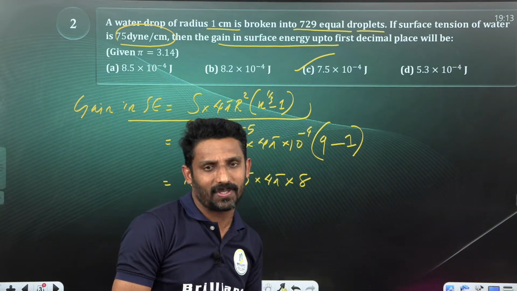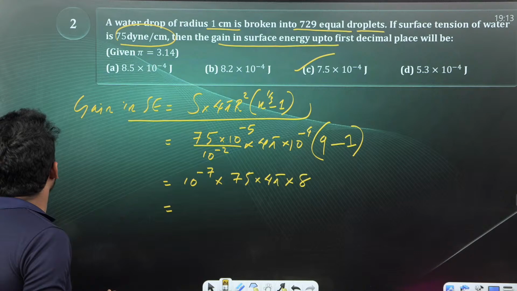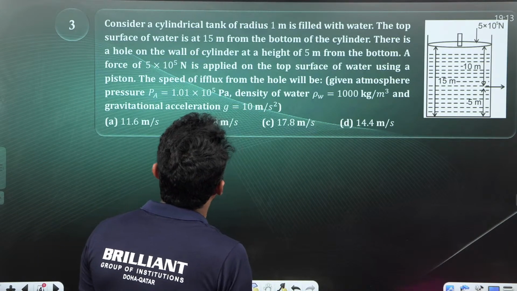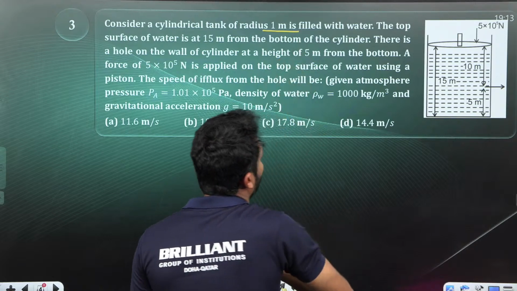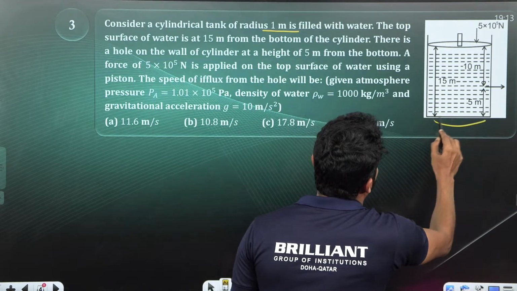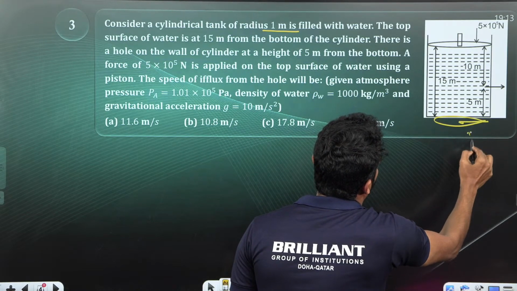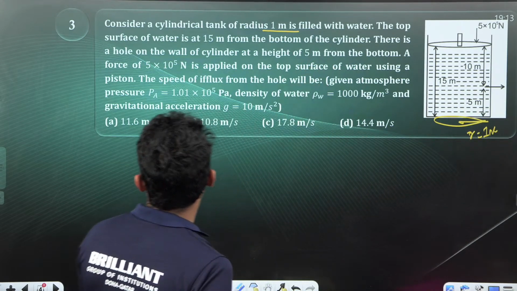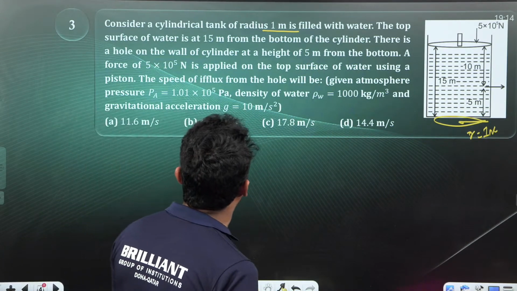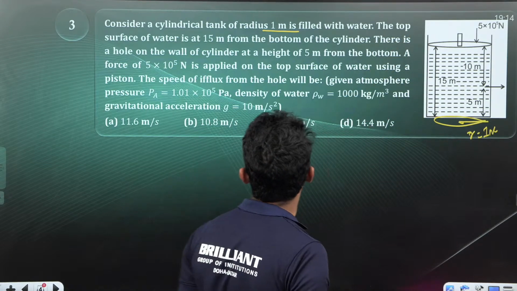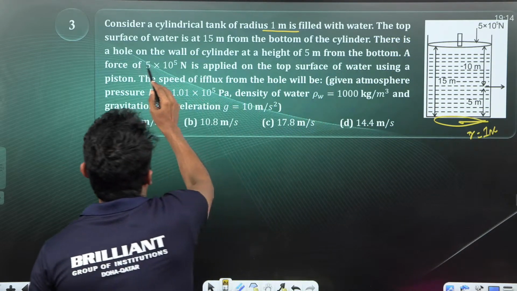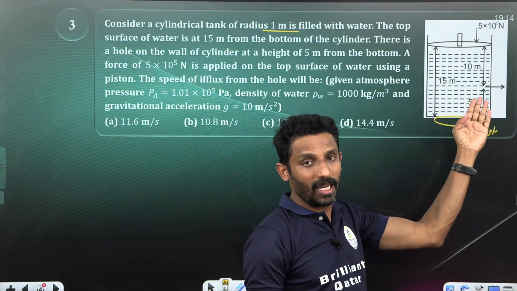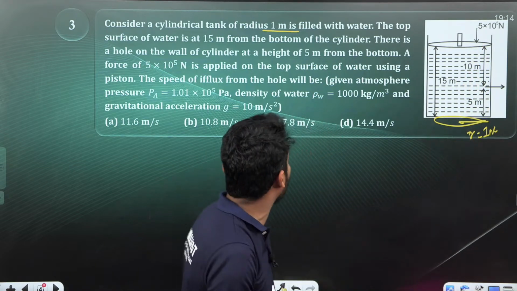Now the third one is, consider a cylindrical tank, there is the picture, of radius 1 meter. This cylindrical tank whose radius is 1 meter is given, filled with water. The top surface of water is at 15 meter from the bottom. 15 meter is the total height. There is a hole on the wall of cylinder at a height of 5 meter from the bottom. At a height 5 meter means at a depth of 10 meter from the surface.